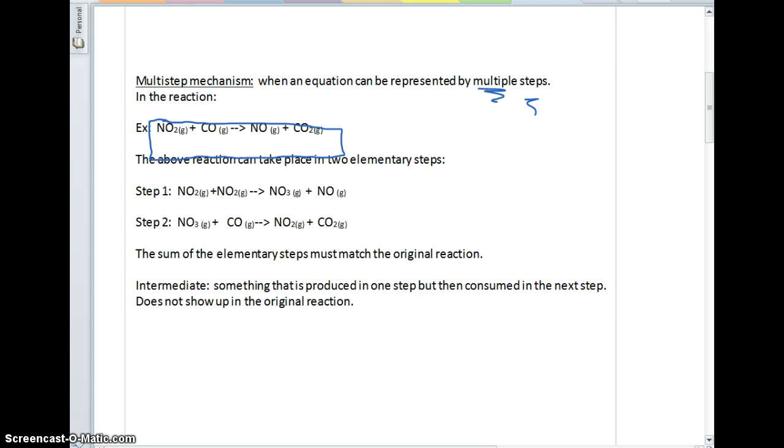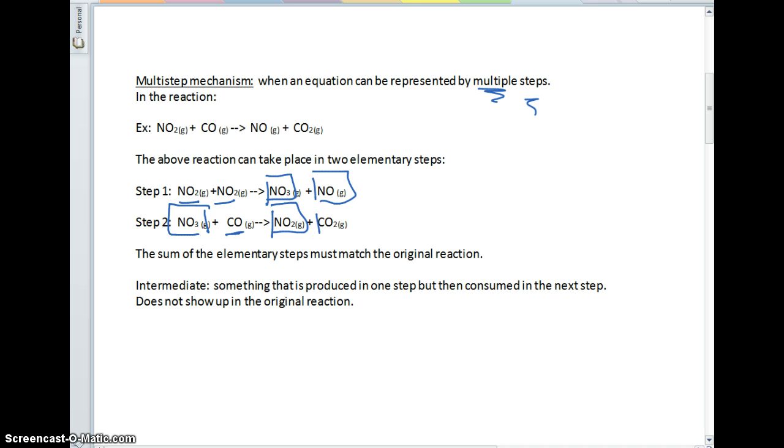Okay, so let's take a look at what's going on here, these two elementary steps. Instead of taking place in a single step, this reaction takes place in a two-step process. So we have nitrogen dioxide colliding with nitrogen dioxide to form nitrogen trioxide plus nitrogen monoxide. So we've kind of transferred one of those oxygens over. And then in step two, we have nitrogen trioxide colliding with carbon monoxide to form nitrogen dioxide and carbon dioxide. You can kind of see where that oxygen in the collision was transferred over as well.